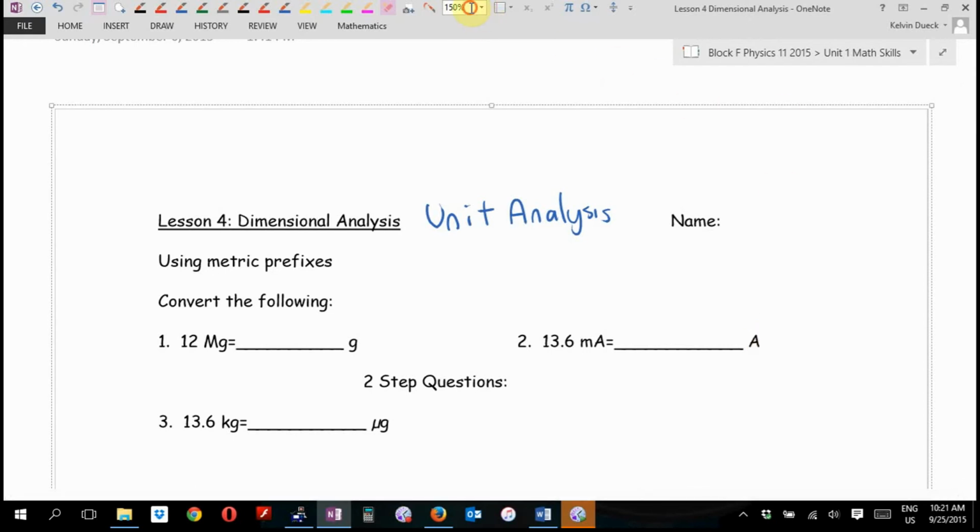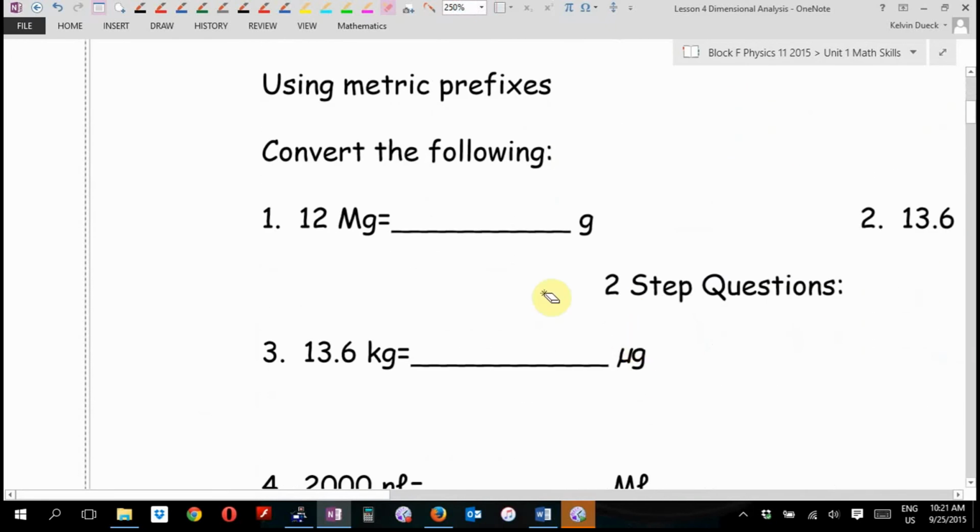If I want to convert 12 milligrams, sorry, 12, capital M is megagrams, I do this. I always, and this is going to be a method, start out by writing down what they gave me. What number did they give you? 12. Write that down.